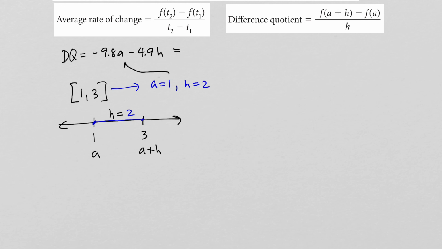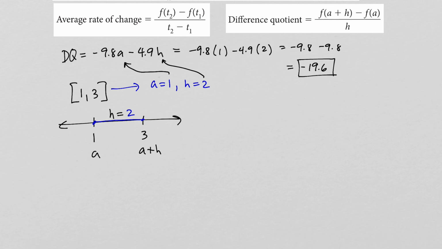If you plug in the values of a equals 1 and h equals 2 in here, you get negative 9.8 times 1 minus 4.9 times 2. And this is negative 9.8 minus 9.8, which is negative 19.6. And if you remember, the answer that we got for the first problem was that the average rate of change on the interval from 1 to 3 was negative 19.6. So what we did in the second part is we found a more abstract version of the average rate of change, and it's called the difference quotient. But they're really the same thing. I know that this won't necessarily make sense the very first time you do a problem, but as you do more and more problems, you will come to realize that these two things are identical.